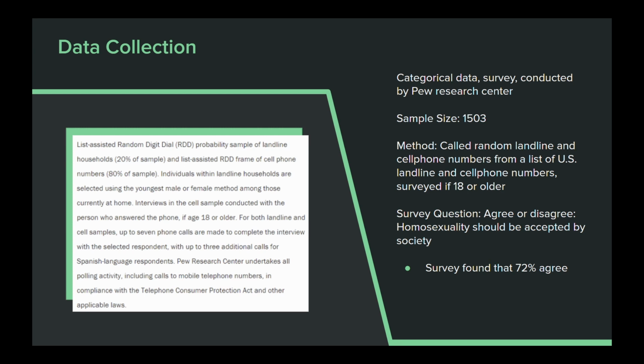On the left here, that's directly from the Pew Research Center website on the methodology of how they collected the data for this survey. They asked a lot of questions, but the question that I was looking for was the survey question: agree or disagree, homosexuality should be accepted by society? And that's the one where 72% of surveyed people agreed.